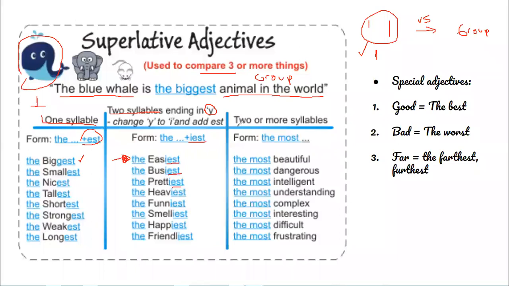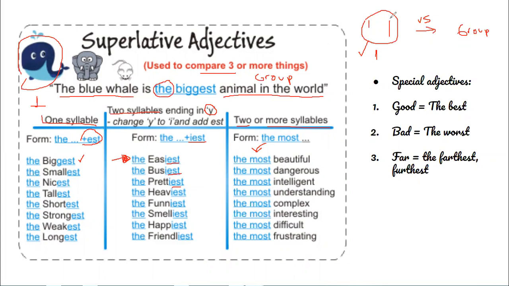So we also have two or more syllable adjectives. The only thing we do is: the most beautiful, the most dangerous, the most intelligent, the most understanding, the most difficult, the most frustrating. So it's very important. What we have here is the characteristic that we use: the best, the biggest, whatever.